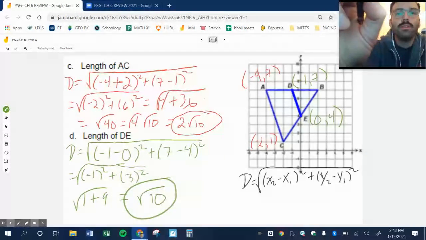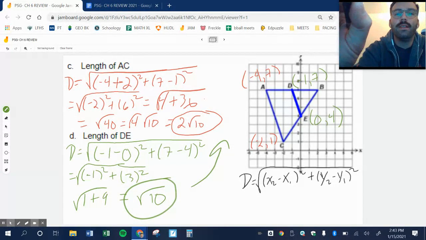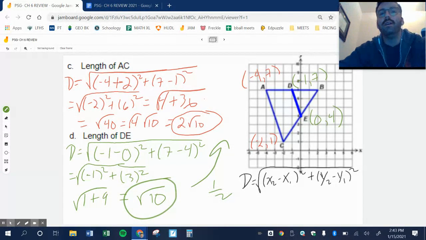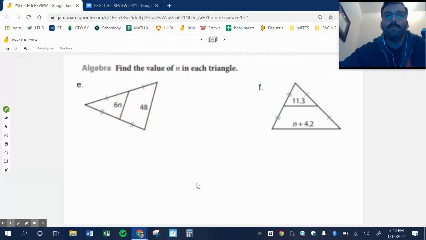So look, you can see that this is half. All right, root 10 and 2 root 10. 2 root 10 is 2 times the length of root 10. All right, let's continue with number 1. Okay, find the value of n for each triangle.